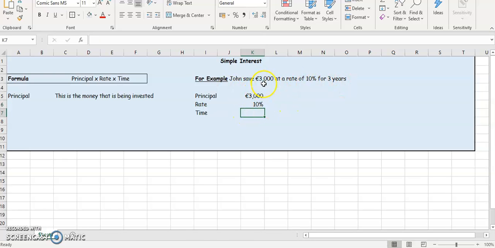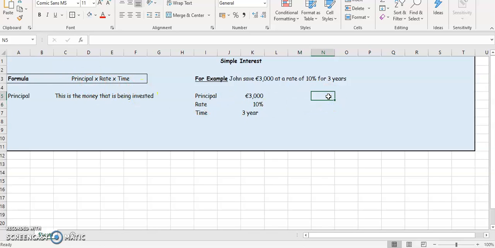So he's going to put his 3,000 into the bank. He's going to leave it there for 3 years. And the bank is going to give him 10% per year for leaving the money there. So we need to find out how much interest he will earn on the 3,000 after 3 years. So we're going to take these pieces of information. We're going to put them into the formula.